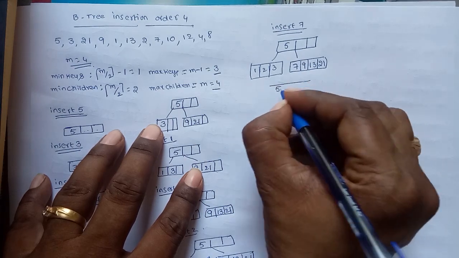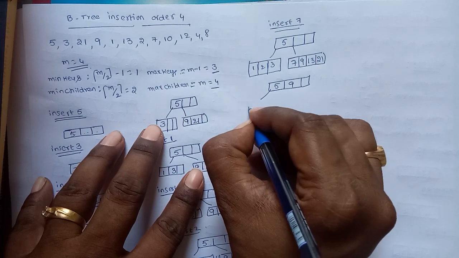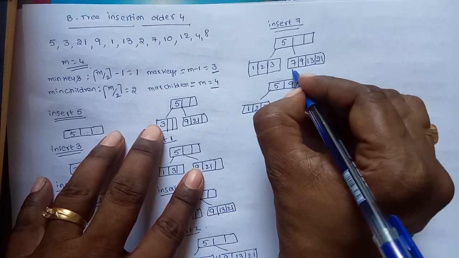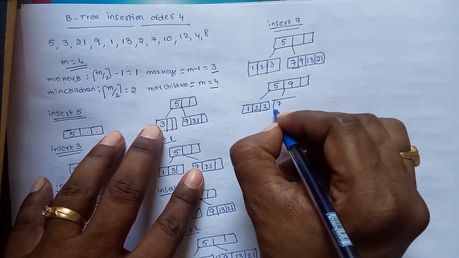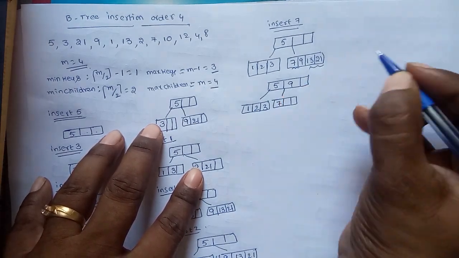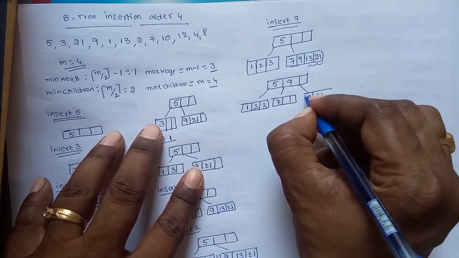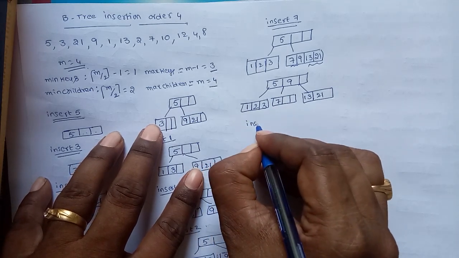So 5, 9, and the left one is the same, 1, 2, 3. This becomes the left child for 9, that is 7. And these two elements become the right child for 9, 13, 21. Now insert 10.